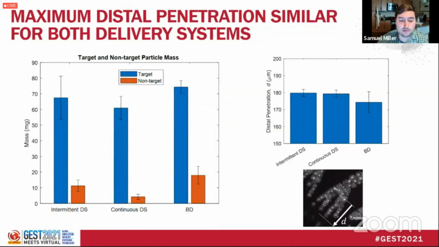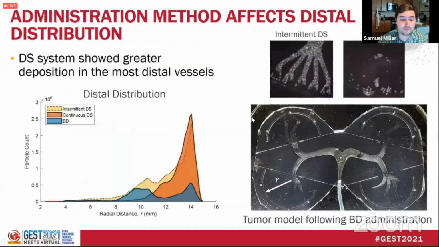We saw that both delivery systems showed similar maximum penetration of about 180 microns into the outlet arterioles shown here. The plot on the left shows the particle count, with a total on-target deposition of about 70 milligrams across the board. No significant differences were seen between target and non-target deposition for any case. While the administration method had little effect on the maximum penetration, the overall distal distribution showed noteworthy differences.